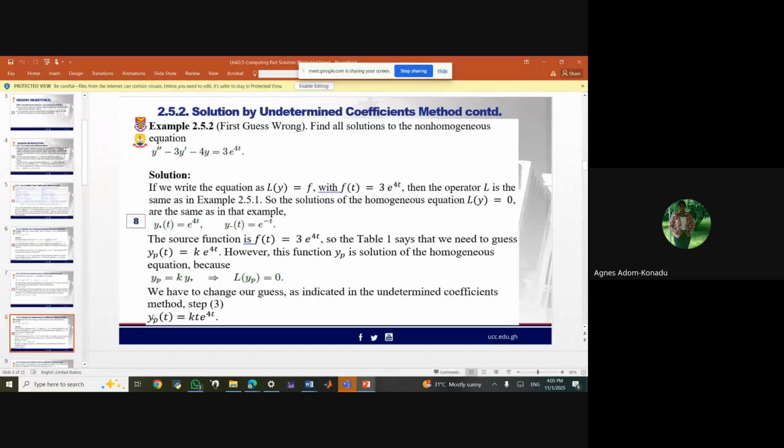So here our y_p of t is k t e^(4t). Here I have to find my first derivative, second derivative, and substitute them into the equation and simplify.